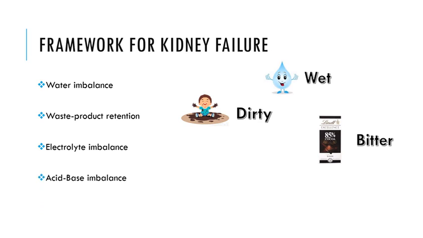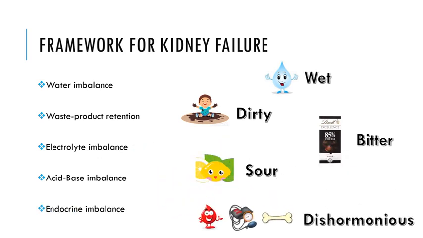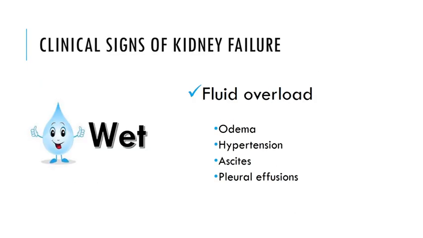We know that the kidneys are important to maintain acid-base balance, so an easy one to remember that is sour. And then the last category, remember we said that your kidneys have a very, very important role in certain endocrine functions. So we've labeled this one dysharmonious, and it will be your HB, your blood pressure, and your growth or your bones. So let's start with the first category.